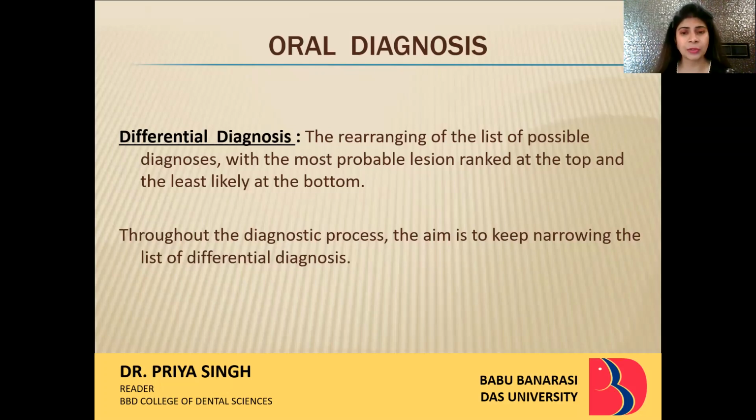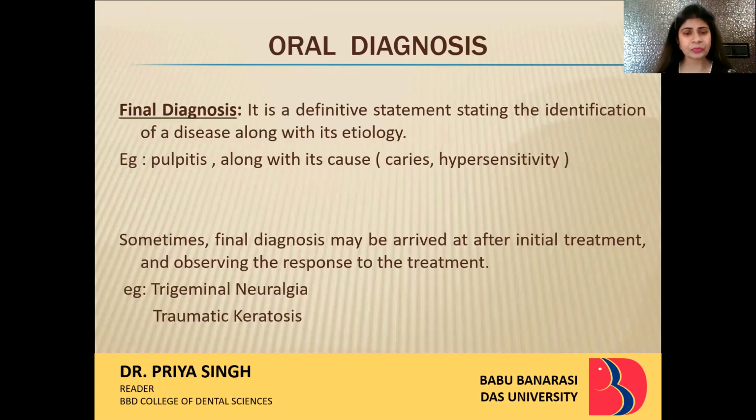If it has not been confirmed, it is removed from the list, followed by the rest of the pathologies in the list. And that is how we can come to the final diagnosis, which is a definitive statement stating the identification of a disease along with its etiology. Example, pulpitis, along with its causes, which can be caries or hypersensitivity. Sometimes the final diagnosis may be arrived at after initial treatment and observing the response to the treatment.